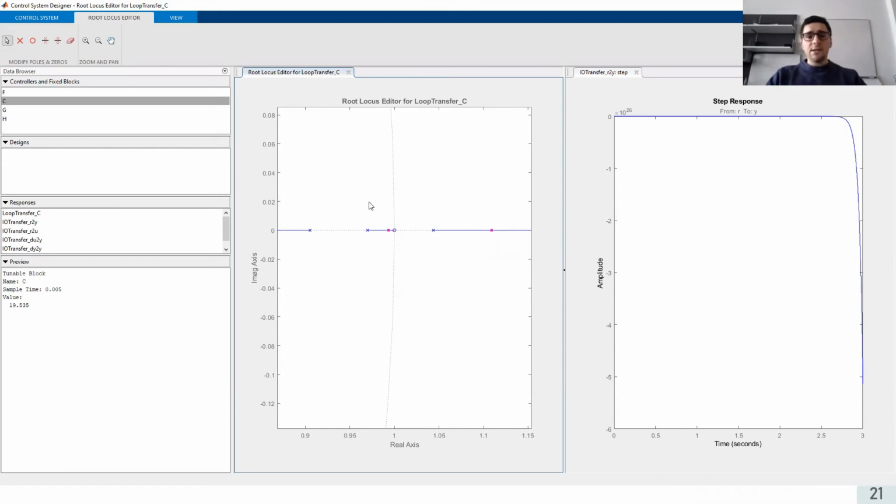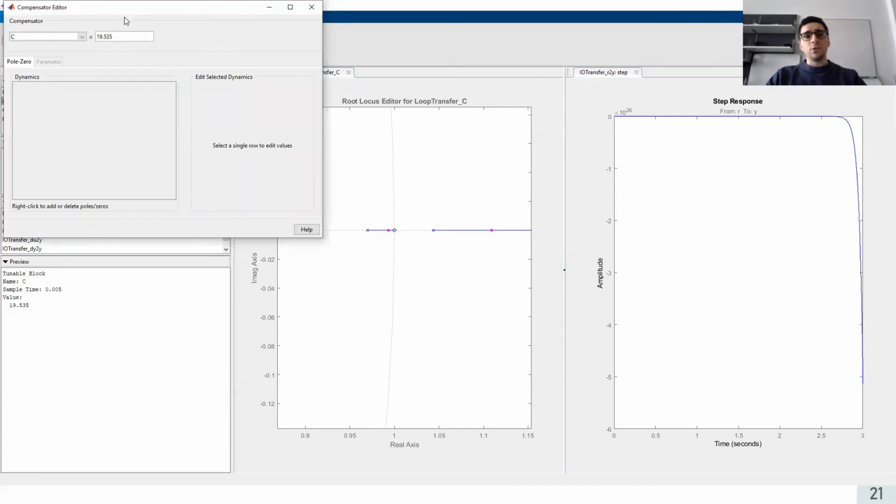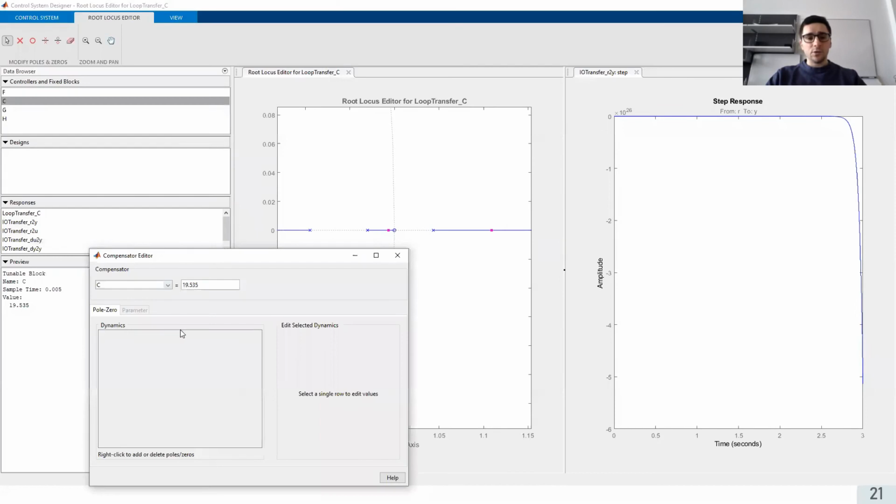So here what's quite handy is that I can add some specification for the controller. To do that, I edit the compensator, as it's called in Matlab, but it's just a controller.